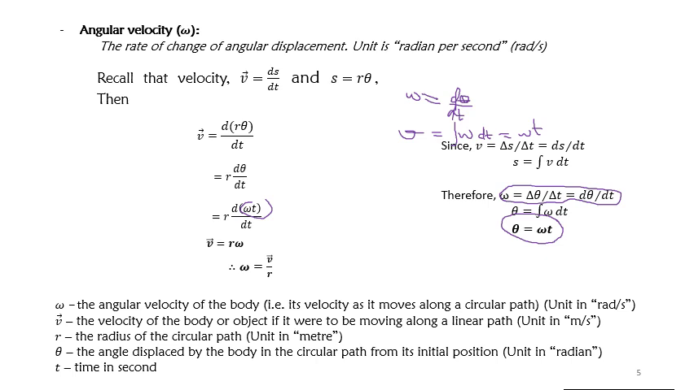That is the relationship between the linear velocity and the angular velocity. That is, the angular velocity of an object in the circular path, or rotating object, and the radius of the circular path will give us the equivalent velocity if the body were moving in a straight line, which we call the linear velocity. Also, we could see I listed what each of the parameters stands for: omega, v, r, theta, and t, and also the units.